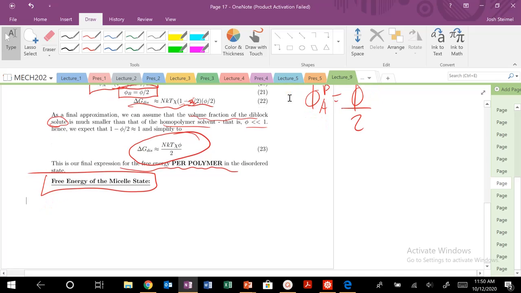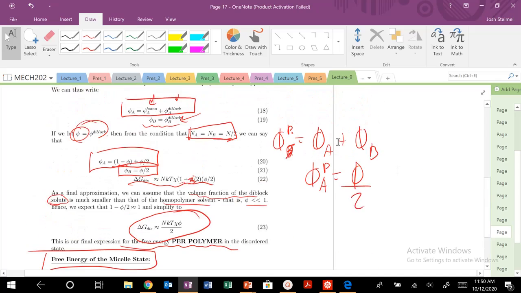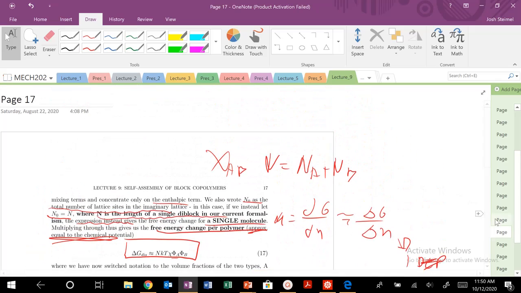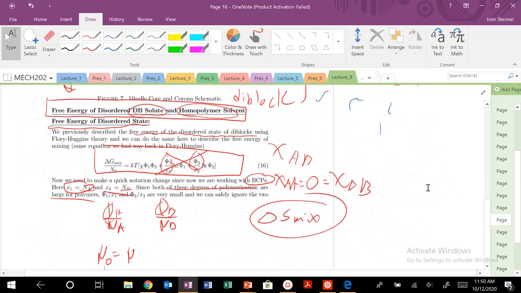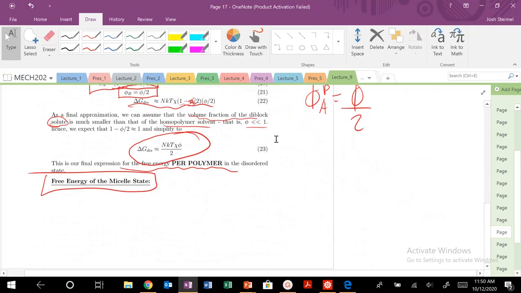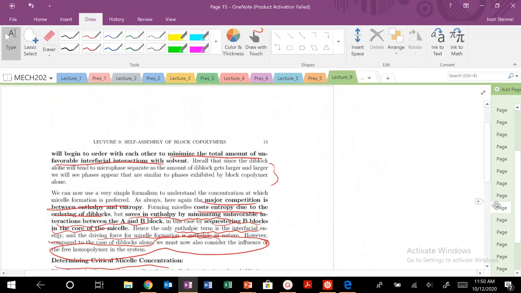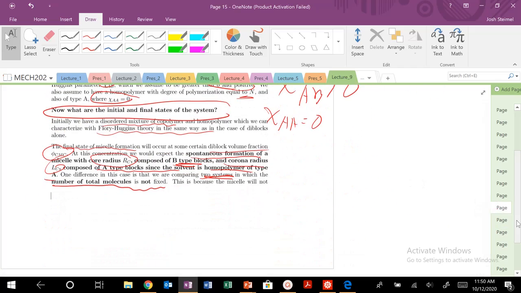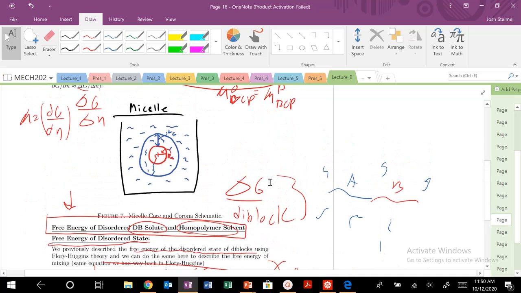Calculate the free energy of the micelle state. So today we're going to do a very quick qualitative assessment of what the free energy contributions are going to be in our micelle state. We saw our disordered state, actually, we drew it on the previous page, where we're mixing. But in the ordered state, we're going to have our micelle, like we see right here. So what are going to be the energy contributions here?